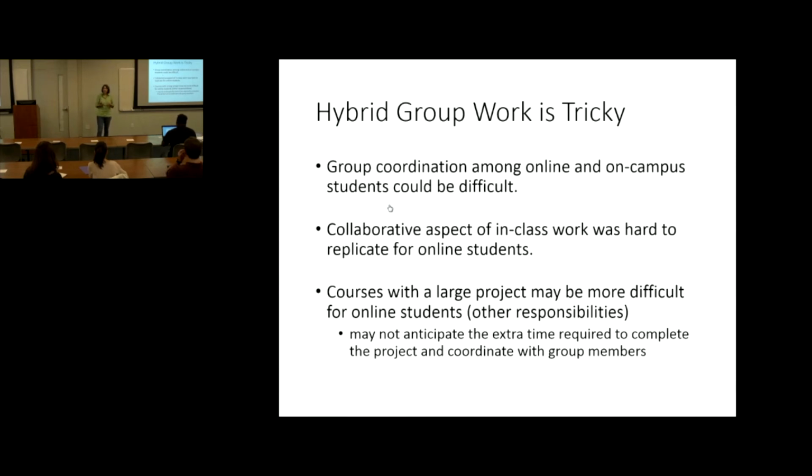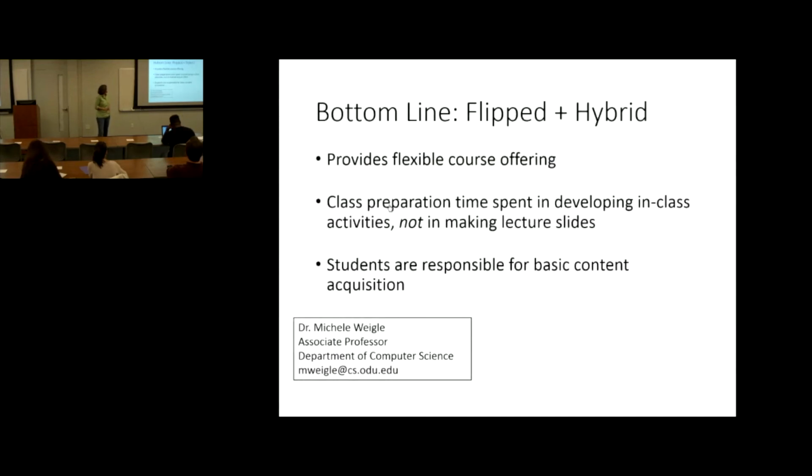And then a course with a large project may be a little bit more difficult for online students. Most of our online students are online for a reason. They may have a full-time job, they may have a family, and so an upper-level graduate course that has a major project component is going to take a lot of concentrated time, and sometimes they're not prepared for that. So the bottom line, having a flipped and a hybrid class allowed us to have a flexible course offering.